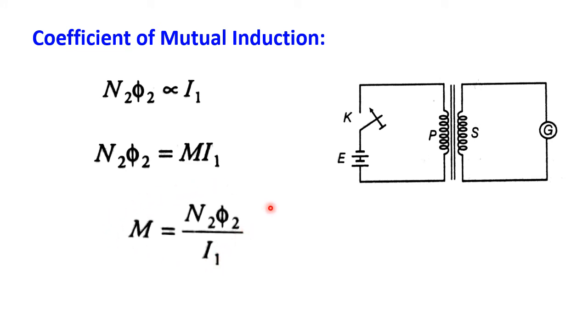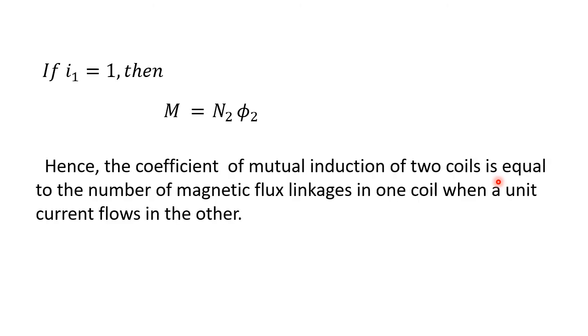Now to define the coefficient of mutual induction, suppose the current in the denominator has value 1. If I1 is 1, then simply the expression will be M equals N2 phi 2. With respect to this equation we can define the coefficient of mutual induction: the coefficient of mutual induction of two coils is equal to the number of magnetic flux linkages in one coil when unit current flows in the other. For example, in the first coil the current is 1, then the flux linkage in the second coil is numerically equal to the mutual induction.